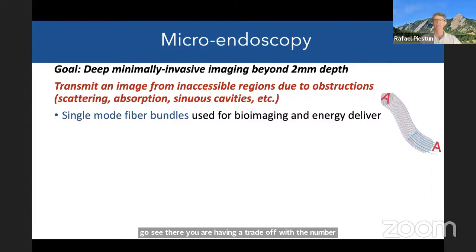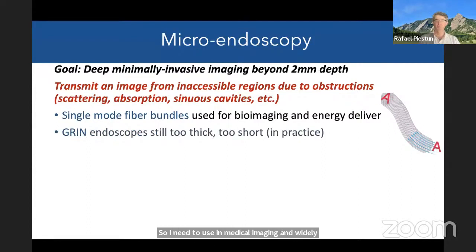So this is appropriate for imaging cavities, right? And it's used in medical imaging widely. For more exploratory research, for example, in brain imaging, people are using GRIN endoscopes. And GRIN are graded index lenses, which are essentially cylinders of glass. And this can transmit an image if cut at the right distance, but they are still relatively thick, the thinnest probably around 300 microns. But there is a trade-off. If you make them thinner, then they are very short. And they are rigid, and so in practice they are not that good if you want to go really deep.